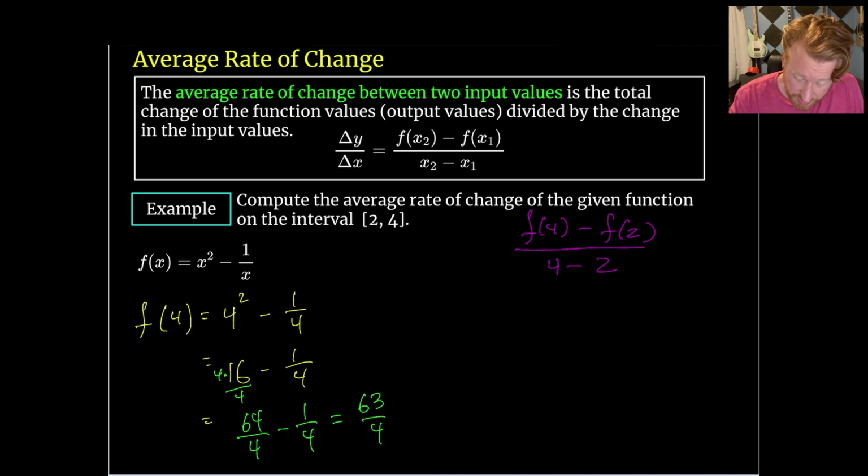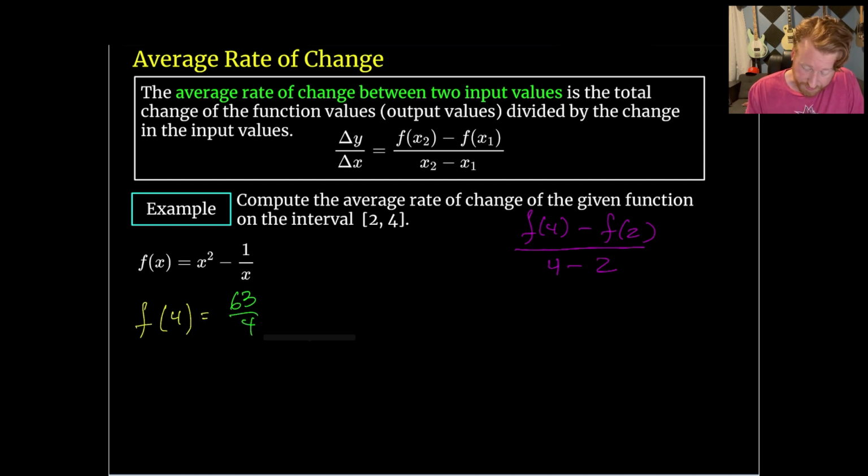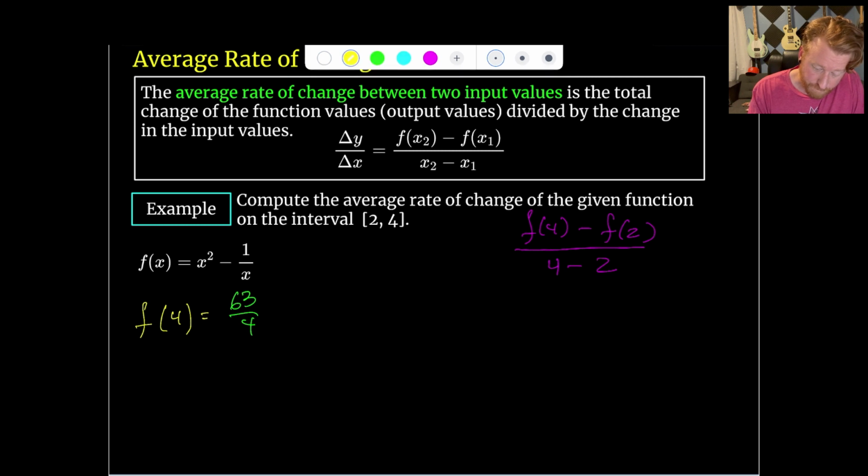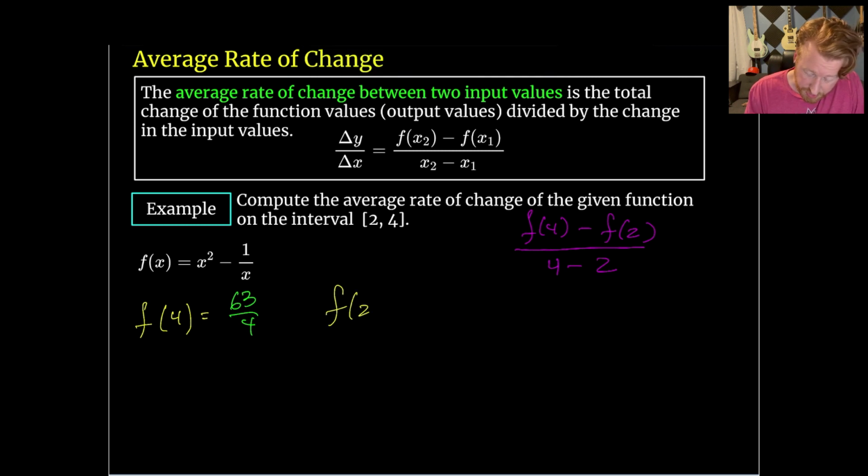I'm just going to create some space because I'm going to need it for this problem. But now that I've got it solved, let me clear that first step out of the way, and I will rewrite that f of 4 is equal to 63 over 4. And I will make some space. All right, the next thing we want to find here is what f of 2 is.